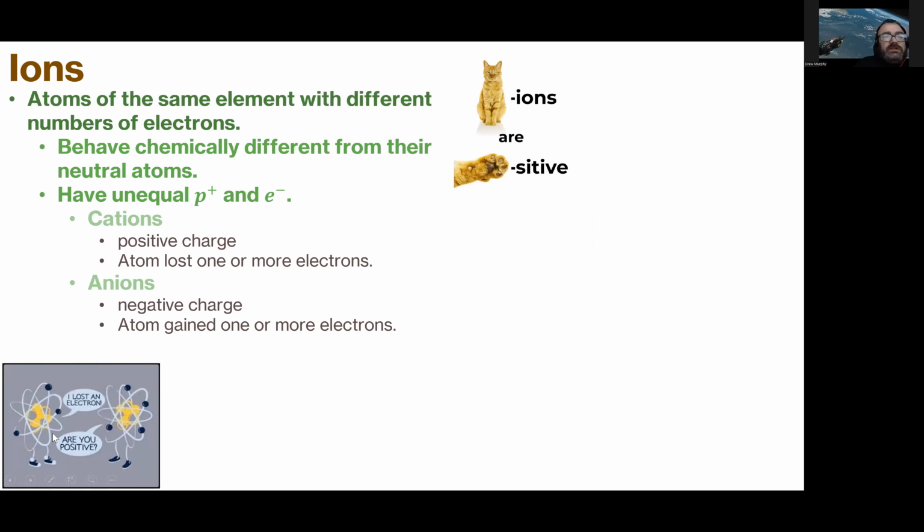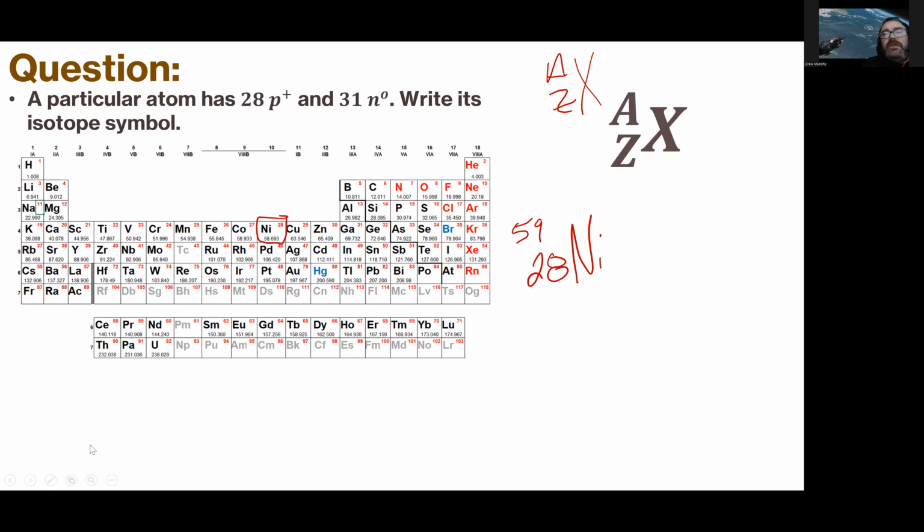Wait, let me go back. We can also do it the other way around. We've done this before, but say we have Pb 82 and 208. How many protons, neutrons, and electrons are in that atom? We know that there's 82 protons because that's the atomic number. 208 minus 82 will give us neutrons. There's 126 neutrons.